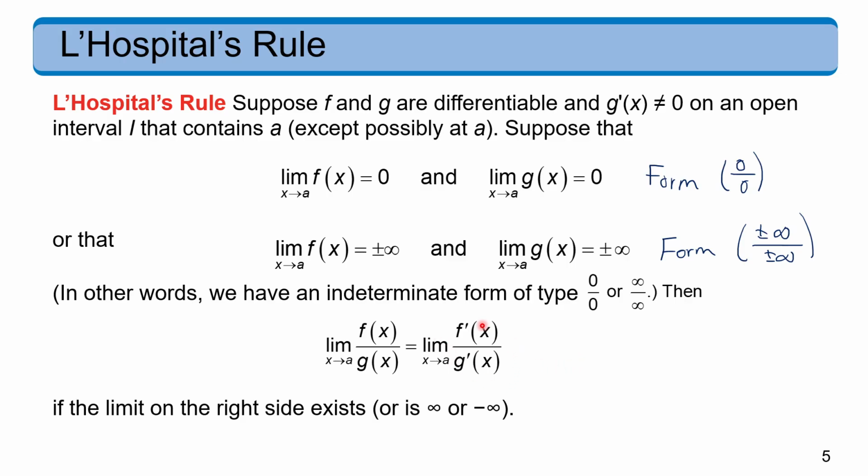And also there's some extra conditions listed here. The top and bottom functions have to be differentiable, and the denominator function, its derivative has to be non-zero on some small interval containing a, except possibly at a. And the other condition is this new limit has to either exist or be infinite. Okay, so now we'll do some practice with this rule.